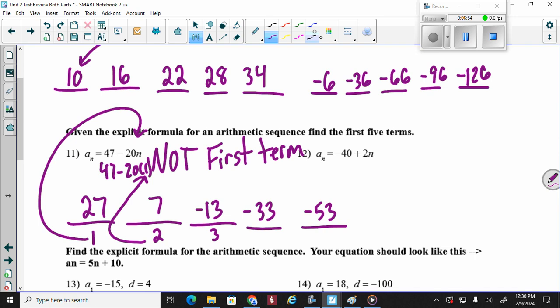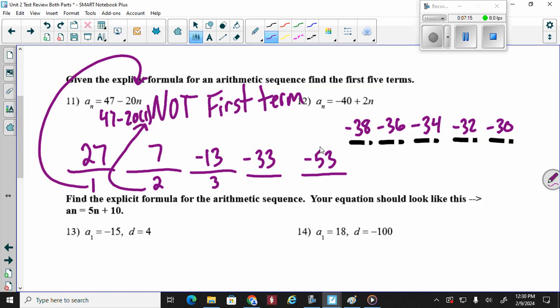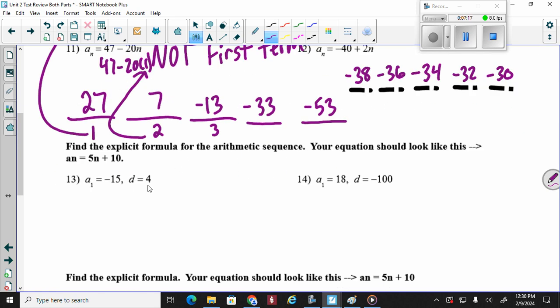All right, for question number 12. 1, 2, 3, 4, 5. Oh, chose the wrong one. All right. So my first term, I'm just going to kind of speed up, should be negative 38, negative 36, negative 34, negative 32, negative 30. All right. Okay, I'm given my first term. I need to find my common difference. All right. Very simple, guys.